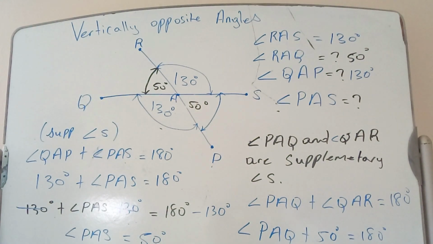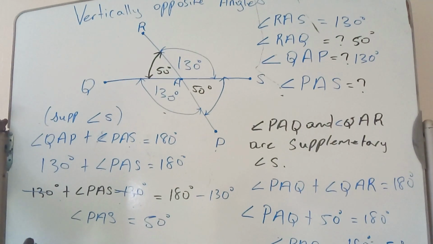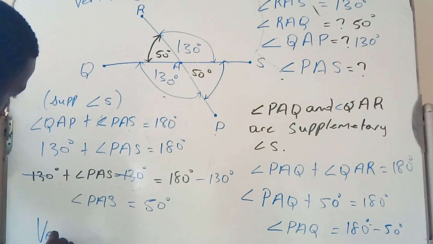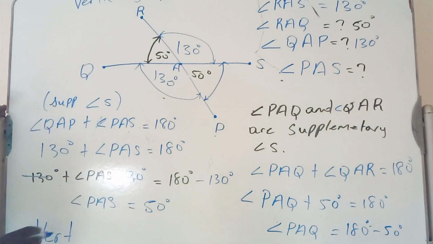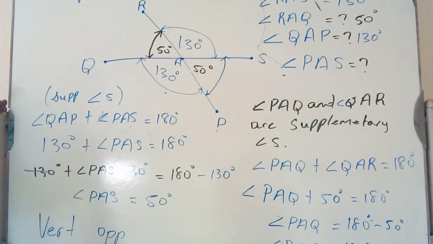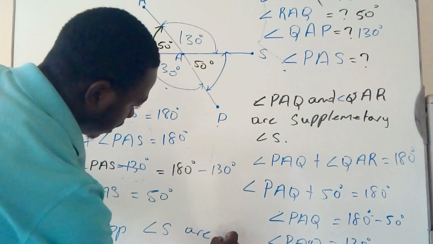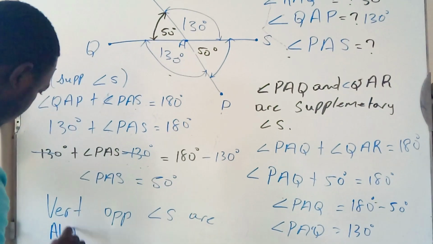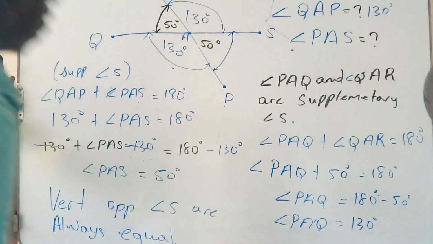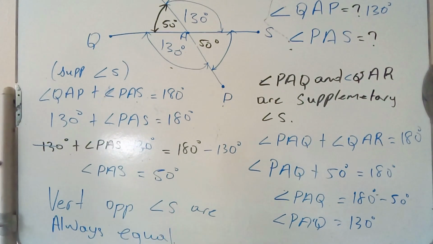So one key point to note about vertically opposite angles is that they are always equal. So we write vertically, VERT for short, opposite, OPP for opposite, and the symbol for angles, are always equal. So please know that vertically opposite angles are always equal.